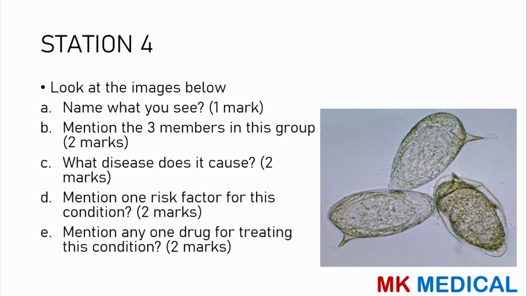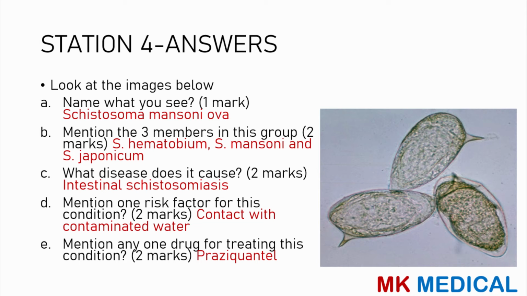So this is obviously schistosoma mansoni ova. How do I know that this is mansoni? Remember, mansoni has a lateral spine. Hematobium, remember that the T in hematobium, T for terminal spine, so the spine will be at the terminal end of the ovum. While mansoni has a lateral spine and japonicum is round.